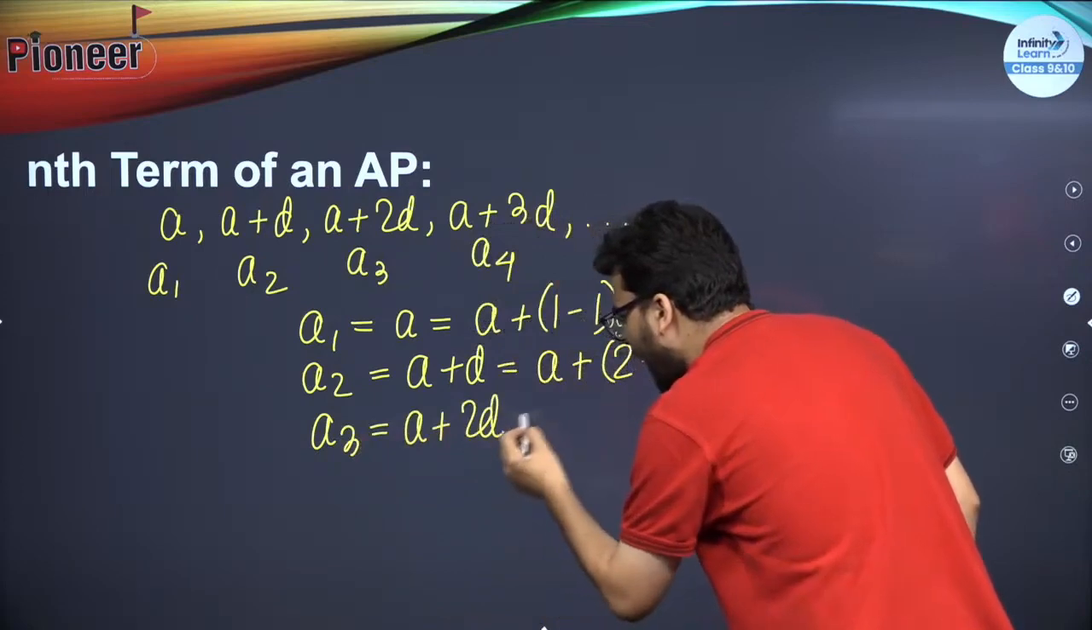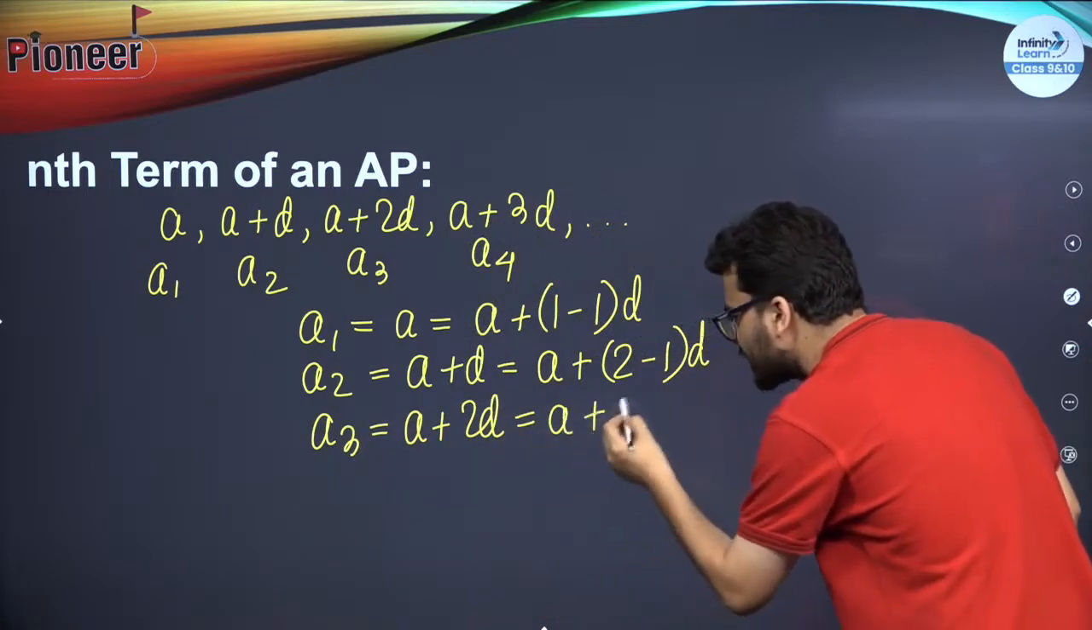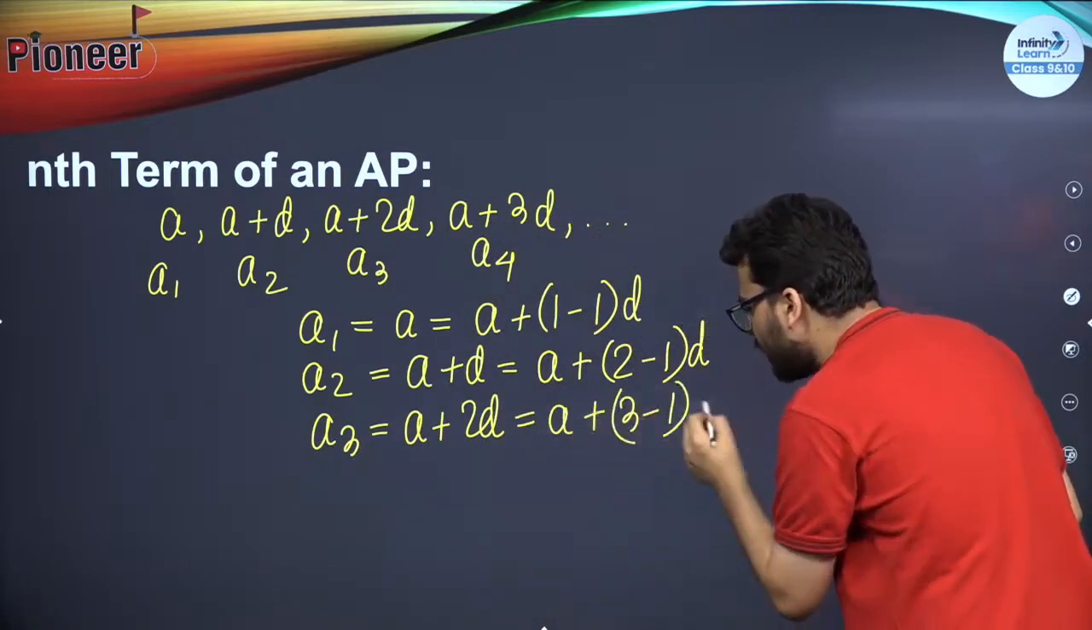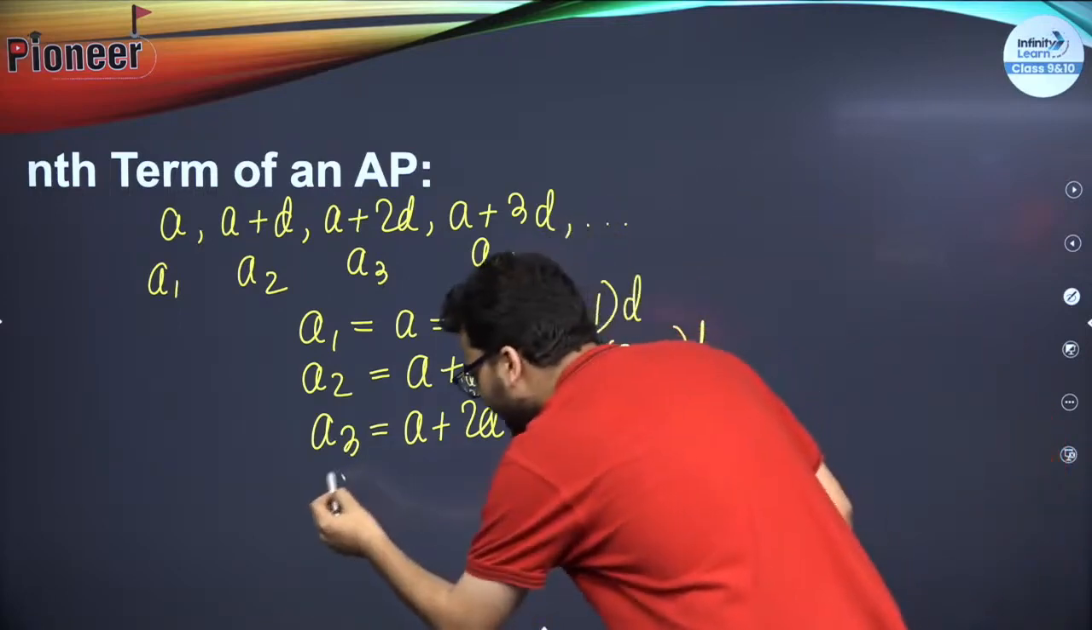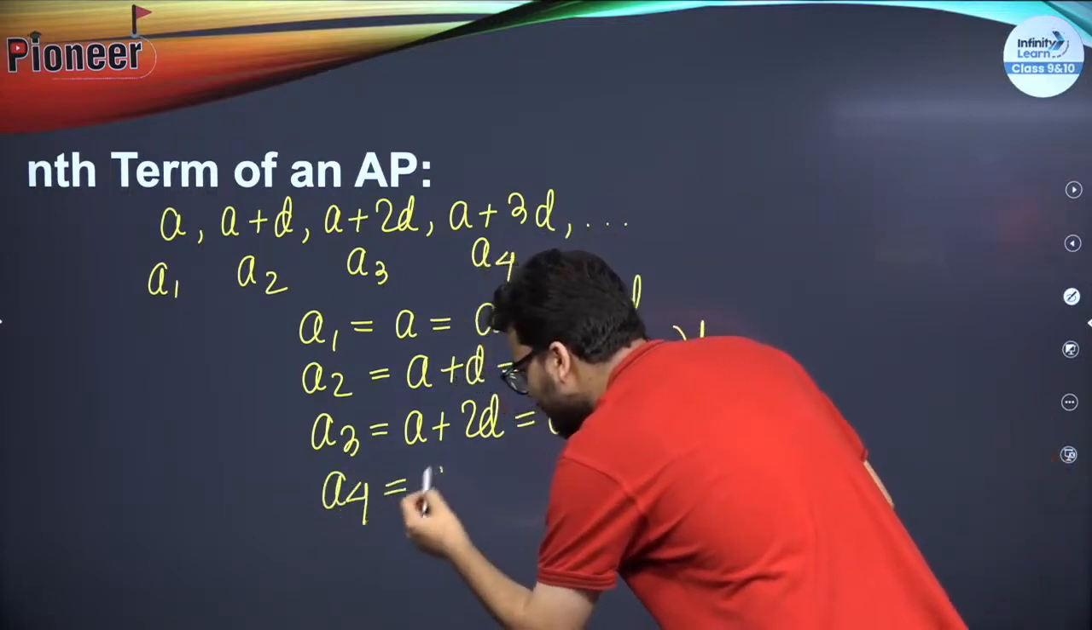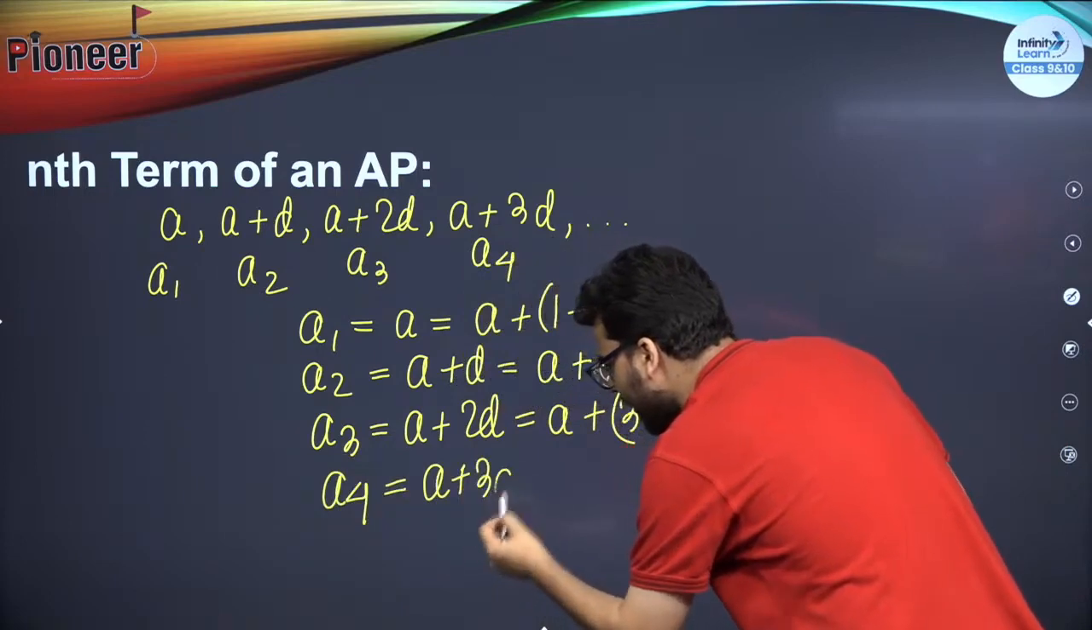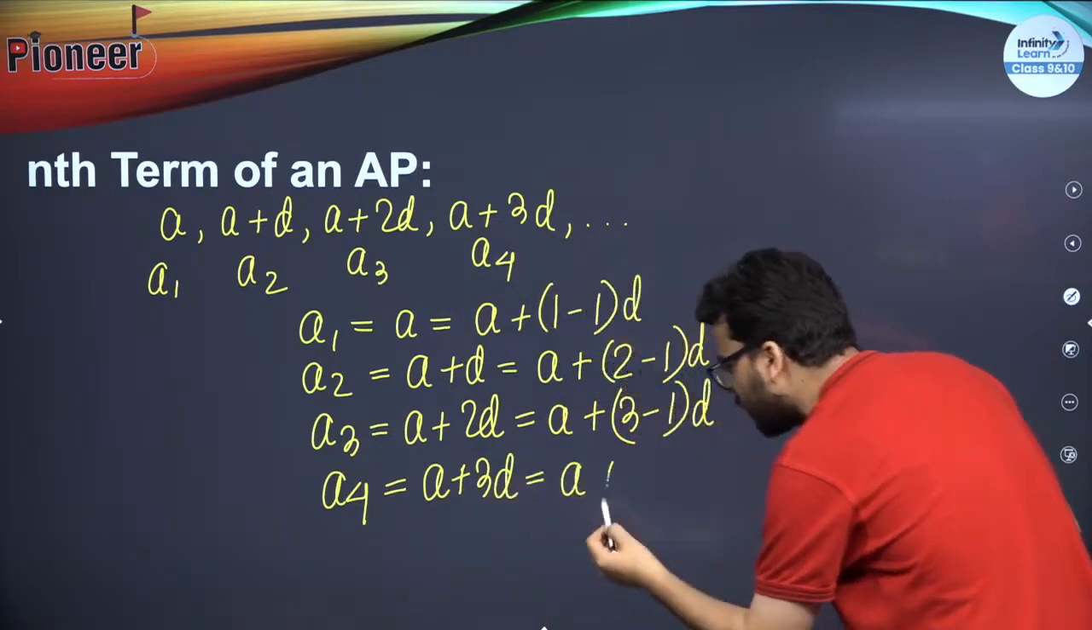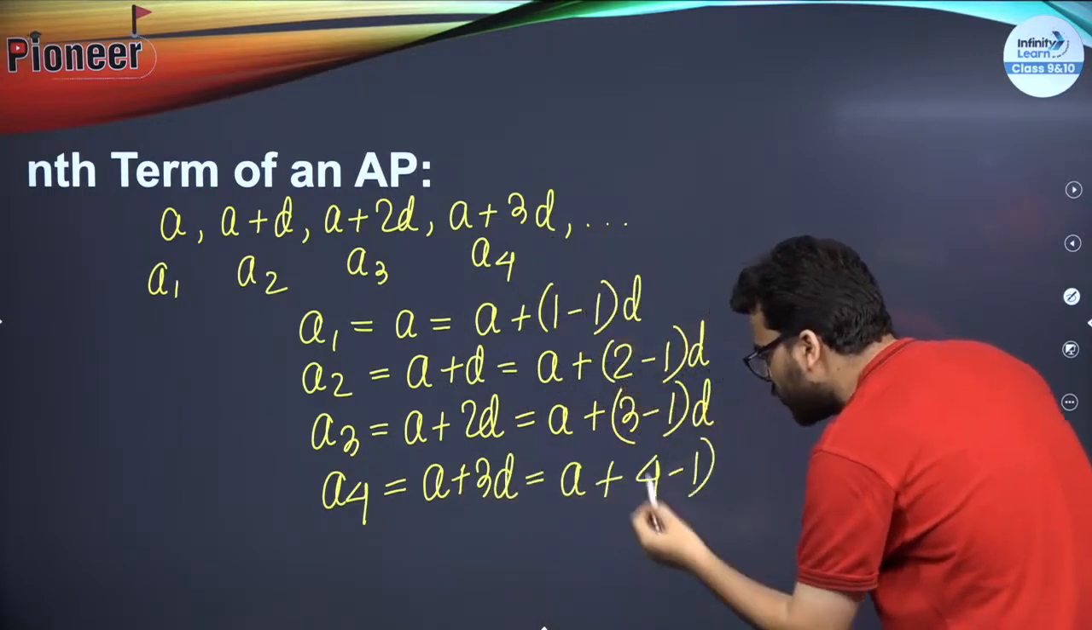Just see over there. I can write it as a plus 3 minus 1 into d. Do you agree with me? In the same manner, if I take a4 over here, it is nothing but a plus 3d. Can I write it like this? A plus 4 minus 1 into d. Do you agree with me?